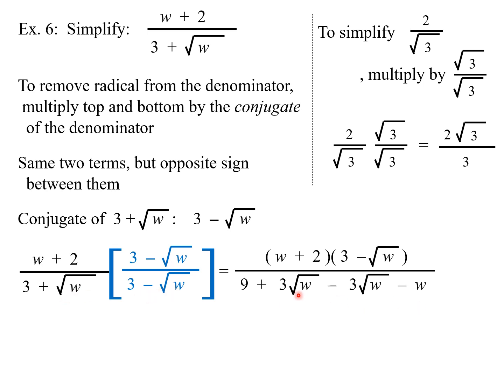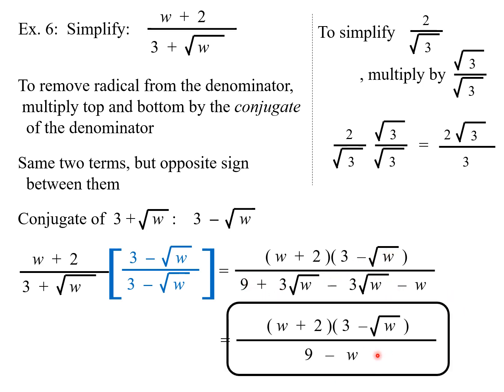And then notice that the radical terms add to 0. They're opposites. So while the numerator stays the same, it's okay to have a radical in the numerator, no big deal. But the denominator simplifies to just 9 minus W. And that's our answer. So by multiplying by the conjugate, it eliminates the radical from the denominator.